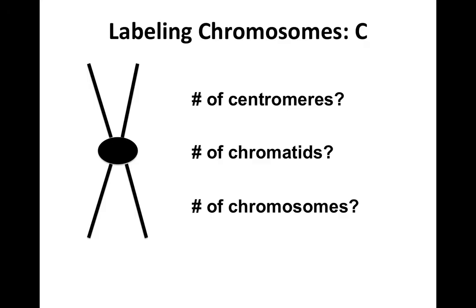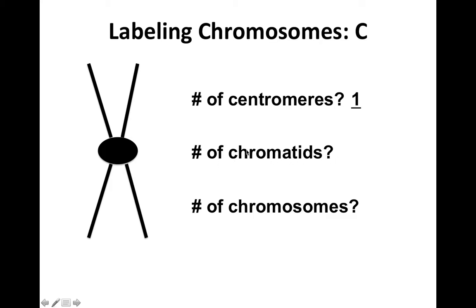Okay. Let's hop to this one, which you guys already saw the answers right there. Okay. So let's hop to C. And I know I skipped B, but that was on purpose. Okay. Let's do this one. How many centromeres do you see here? So how many central portions do you see? Hopefully you guys see one. Okay. How many chromatids do you have here?